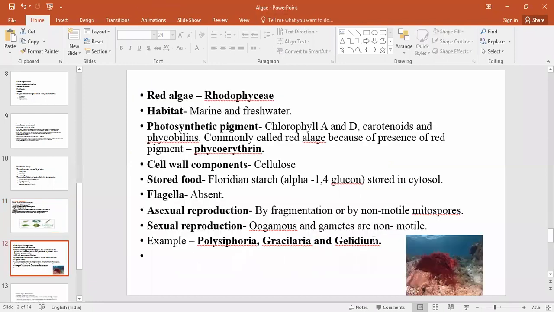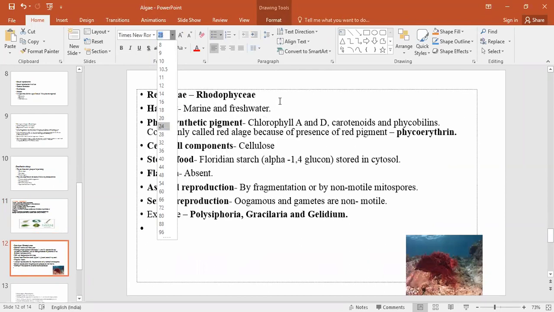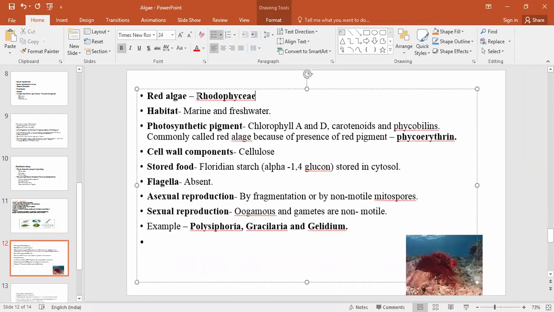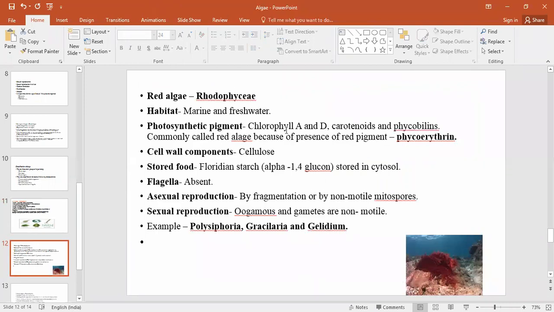The second group is the red algae, called Rhodophyceae. As per the name, red algae, why? Because they possess a red pigment, they are also called Rhodophyceae. Next is their habit: marine and freshwater. Now see here, in Chlorophyceae the photosynthetic pigments are A and B; here the photosynthetic pigments are A and D. They also possess carotenoids and phycobilins. In phycobilins they possess phycoerythrin, because of that they show the red color.